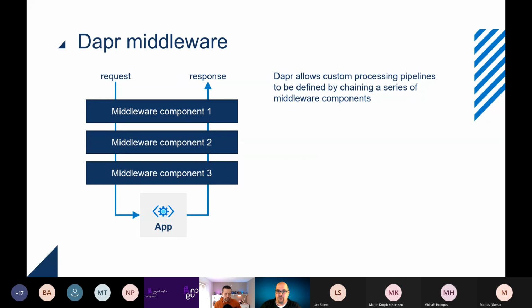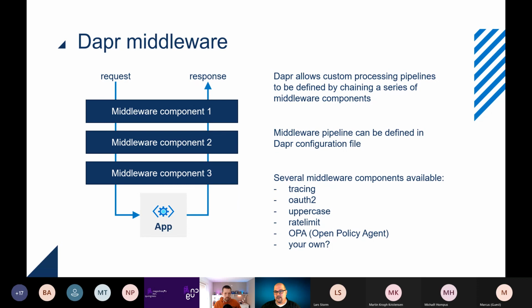The other thing you can do is Dapr has a middleware pipeline. So all the Dapr sidecars build up a middleware pipeline when they start. And of course, there are a couple of components in there already, or middleware components, but you can also add your own components, and you can even write your own middleware components if you want and plug it into the pipeline.